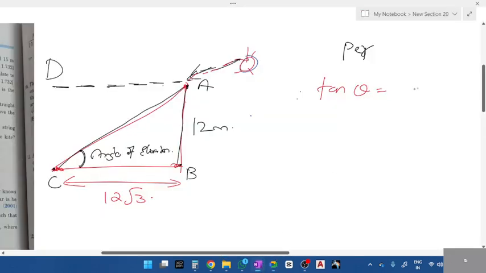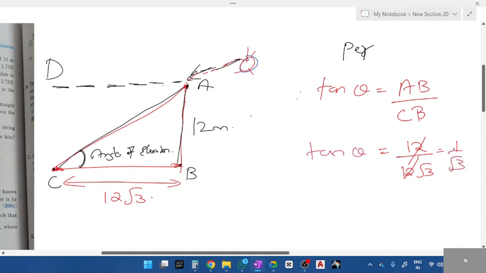What are the two values given? AB divided by perpendicular BC or CB. What is perpendicular? 12 divided by 12 root 3. Which one gets cancelled? 1 by root 3. So which formula gives 1 by root 3, students?